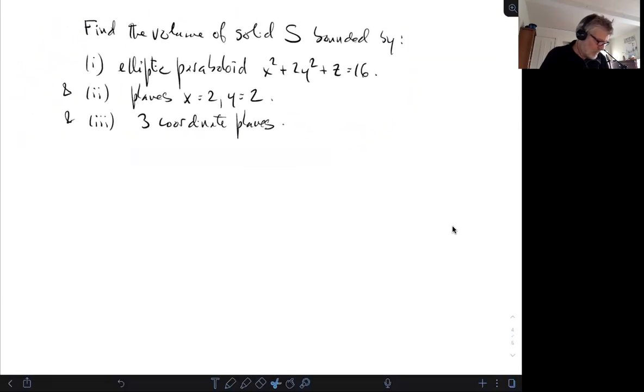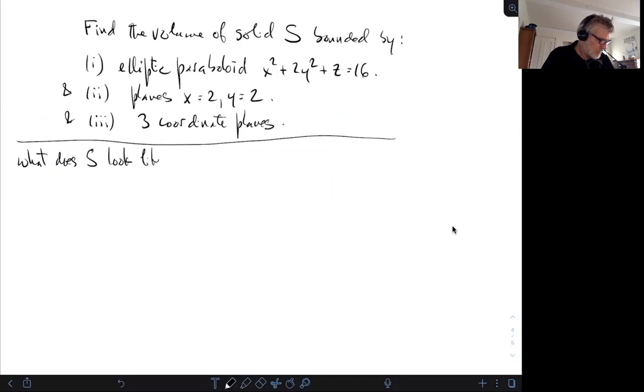Okay, so this is the question: what does S look like? In other words, find F and R for my integral. So let's start with this elliptic paraboloid. You can probably guess that the function will come from that surface. So what does this thing look like?